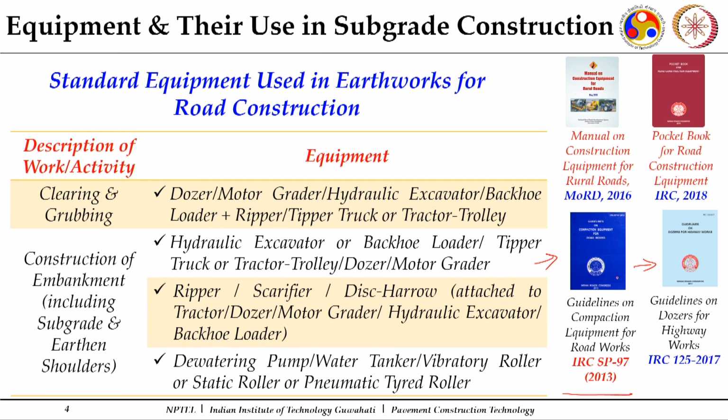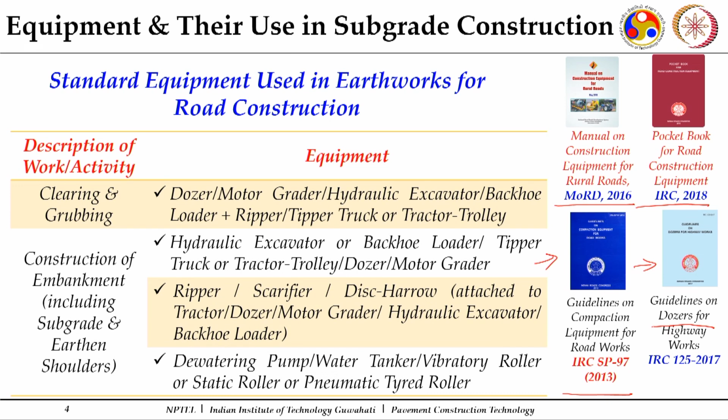Then there is one specific codal guideline, IRC 125 2017, which discusses especially the dozers which are widely used in the earthwork. Then we have this pocket book for road construction equipment, IRC 2018. From the rural roads also we have the manual on construction equipment for rural roads, MORD 2016. It gives a good description about the earthwork equipments.